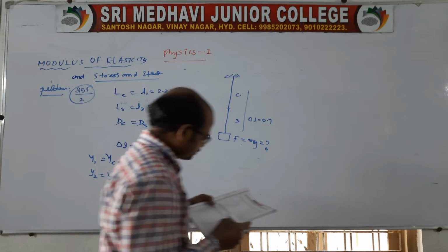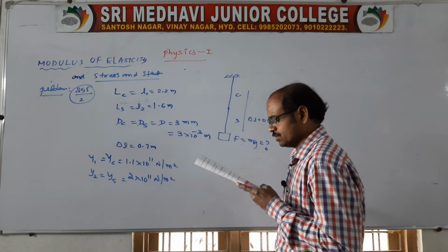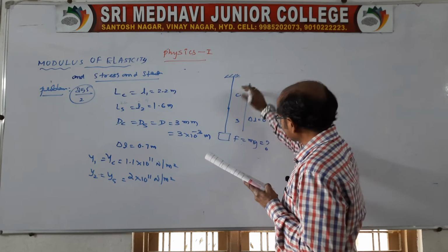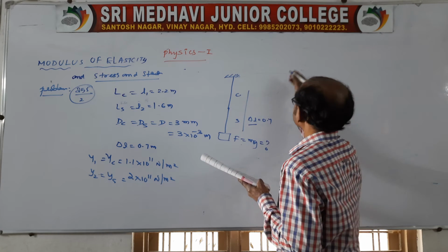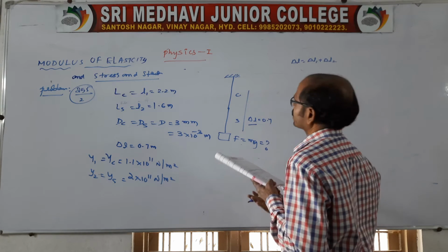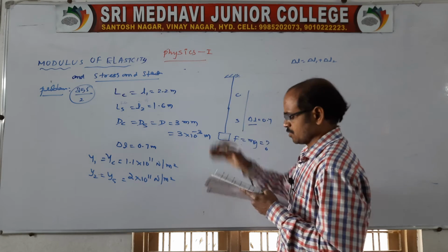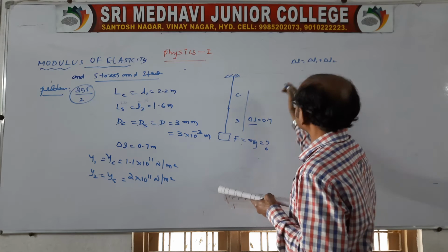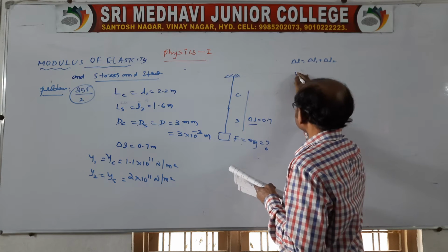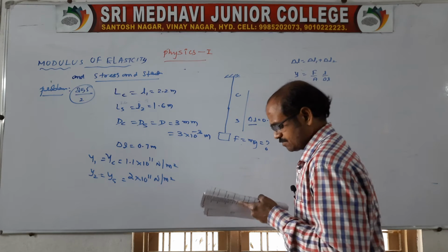So here you do one thing. First of all, we don't know the elongation for each wire. For the combination, delta L is given, and delta L is nothing but delta L1 plus delta L2. But we don't know delta L1 and delta L2. After knowing these, we can find the Young's modulus, so the load we can get. For this purpose, first write Young's modulus Y is equal to F by A into L by delta L.